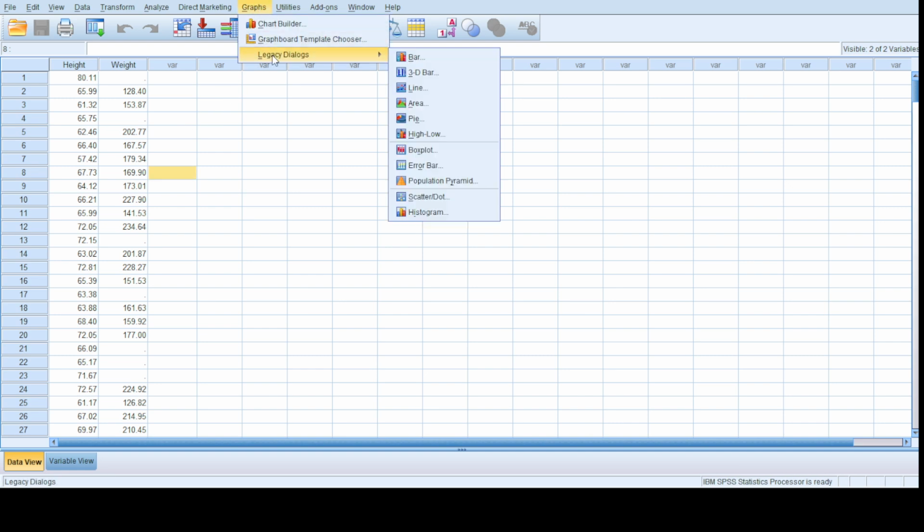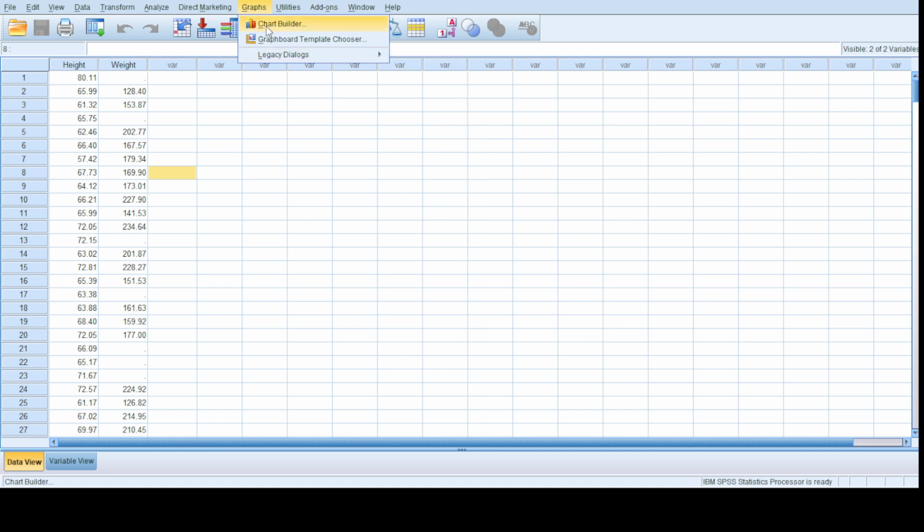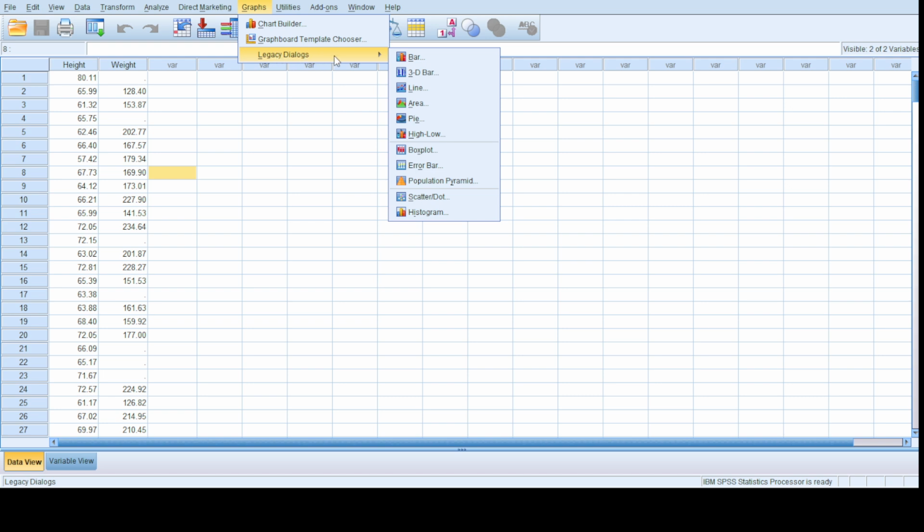Just click on what? Graph. And you don't click anything. Just stay on legacy dialog, where you have a button on your right that has almost 12 options, 11 charts. Just click on graph, stay on legacy dialog, and a sub dialog box will appear. 11 in number. We have bar chart, 3D bar, line, area, pie, high-low, box plot, etc.